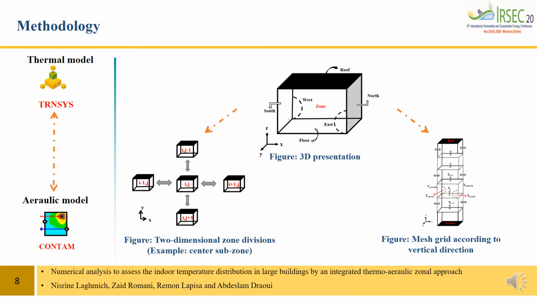This research consists in performing a thermo-aeraulic zonal model using a coupling of TRNSYS and CONTAM. As shown in this figure, the indoor space is decomposed into subzones according to horizontal and vertical directions. For the horizontal subdivision, three kinds of subzones exist: corner, middle, and center subzones. This figure shows the example of the center subzone.